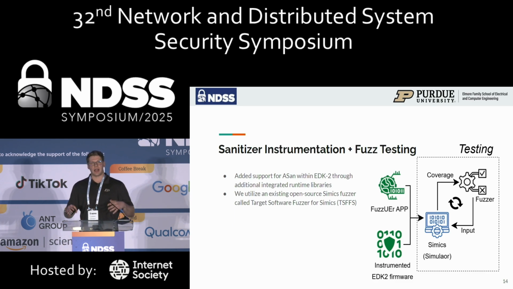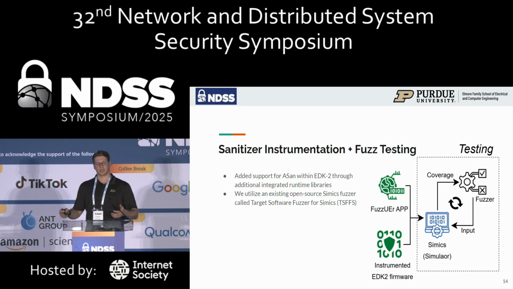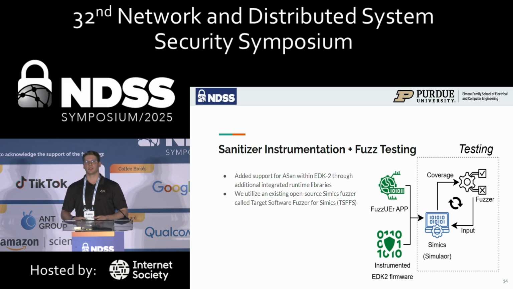And then finally, the last two components of our FUZZUER were the sanitizer instrumentation and the fuzzer itself. For the sanitizer instrumentation, we designed ASAN runtime libraries for EDK-2, and we were able to inject those in and run ASAN instrumentation on top of the code base at a low level, where the main challenge was memory management on the physical level. And then finally, there was the open source fuzzer by Intel, the targeted software fuzzer for SIMICS. We added some minor modifications to it to get better coverage information.